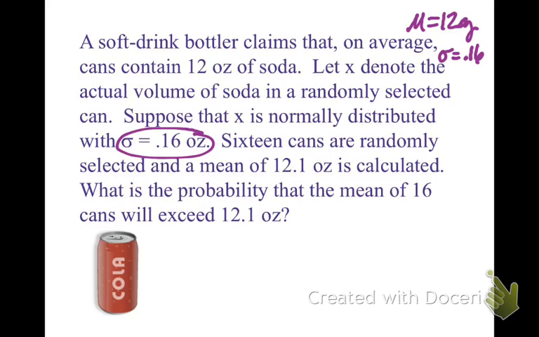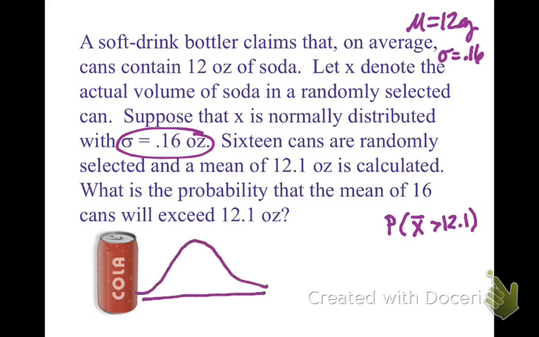We're going to select 16 cans with a mean of 12.1 ounces calculated. What is the probability that the mean of the 16 cans, so that's my x bar, will exceed 12.1 ounces? So we're dealing with a sampling distribution for sample means. The mean of my sample means is just equal to the true mean of my population. Since the population was normal, the sampling distribution is also normal.